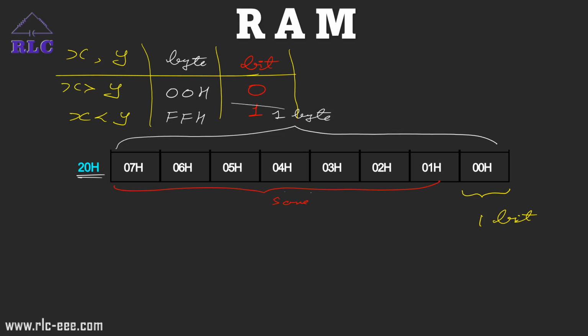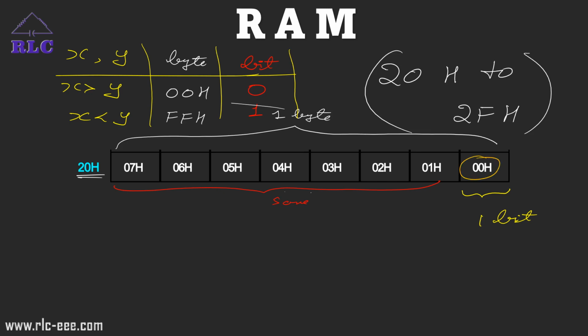Accessing each and every bit is not possible in all the memory locations. It is possible only from 20h to 2Fh in the RAM. These numbers indicate the bit address.